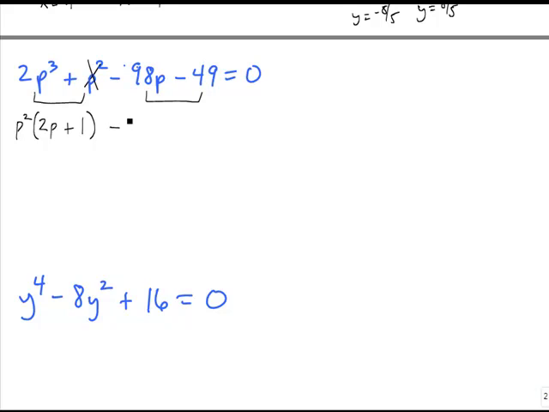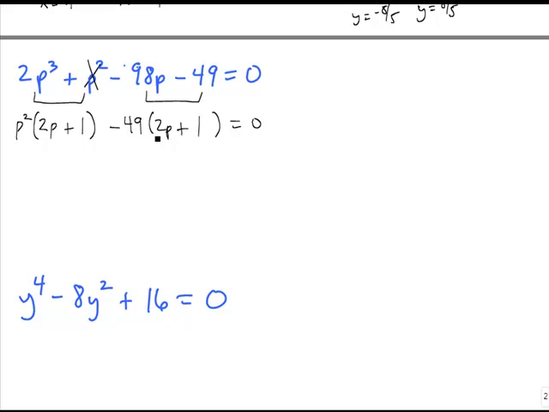So I'm going to factor out a negative 49. If I do that, negative 49 goes into negative 98p 2p times, and negative 49 goes into negative 49 exactly 1 time. It's going to leave me with a positive 1. Remember, you can always redistribute back to double check that you factored correctly.